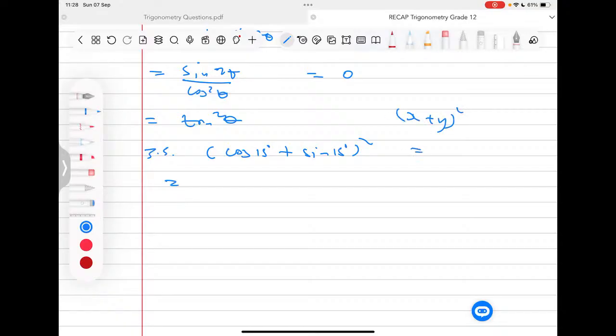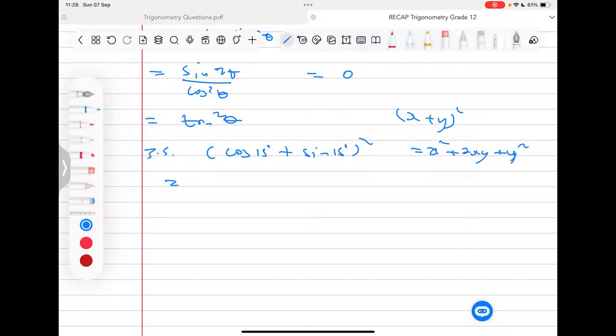How do you expand this? You will firstly start by squaring x. So I'm going to have x squared. Then you'll say 2 times x times y, so that you have a plus 2xy, and then you're going to square the y there, so that you have plus y squared, right? We do the same here.